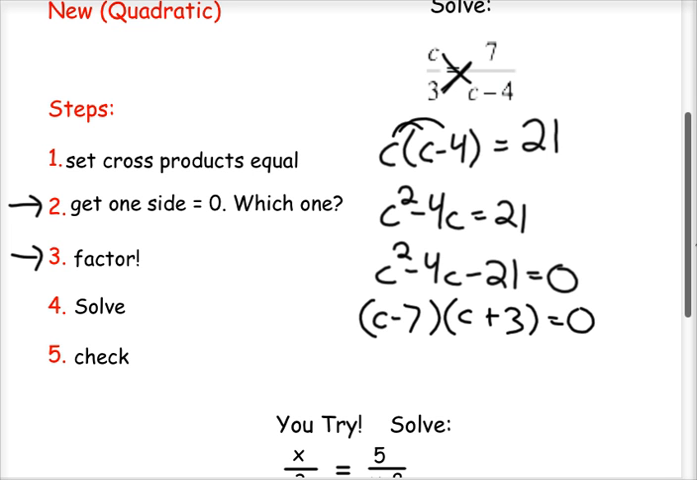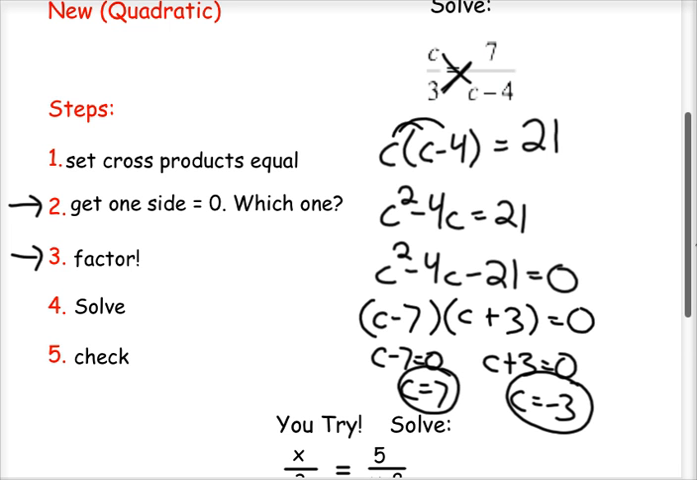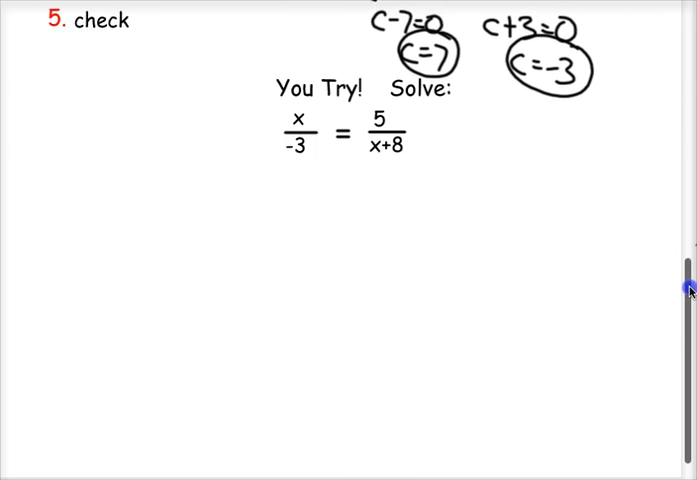So now to solve it, c minus 7 equals 0, c plus 3 equals 0. So I'm getting a c of 7 and a c of negative 3. So that's going to be the main difference today, is now instead of getting linear things, you are getting quadratics. And all that means is an additional step of factoring and zero product property, and you'll be able to solve it just the same.